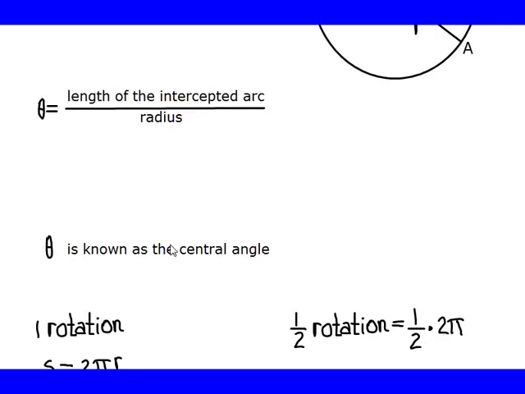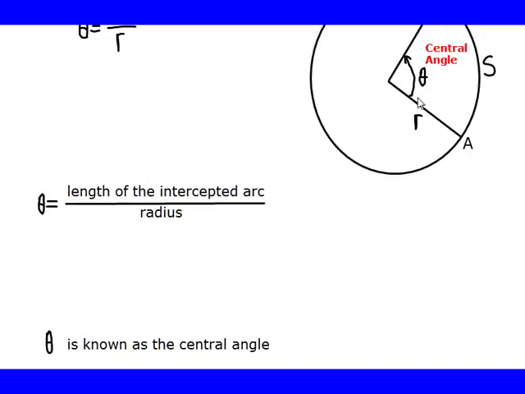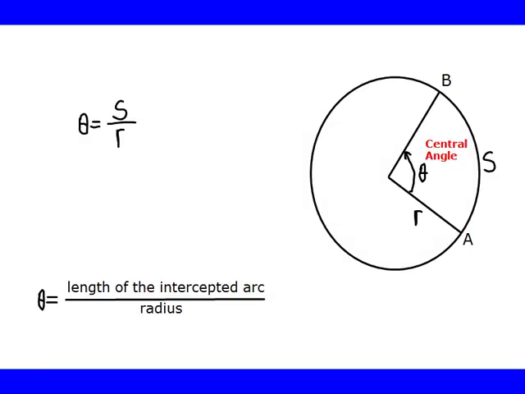Now, angle theta is also known as the central angle in this case. So that's the different parts of this. We have arc AB, and angle theta is known as the central angle. When we're looking at angle theta in terms of radians and not degrees, that angle is the length of the intercepted arc divided by the radius. In this case, our intercepted arc is AB.